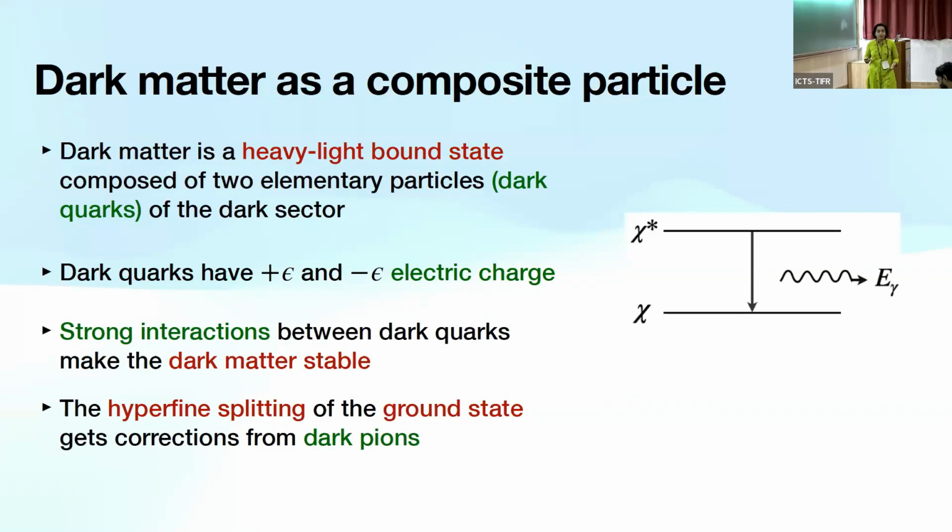And till now, I told just about the signatures of dark matter, but the kind of model which can give rise to this dark matter is a composite particle made of two elementary particles having epsilon and minus epsilon charge, so overall electromagnetically neutral. But since dark matter has to be stable, the stability comes from the strong interactions of dark matter, and the hyperfine splitting between the ground state and excited state gives rise to this absorption signature.